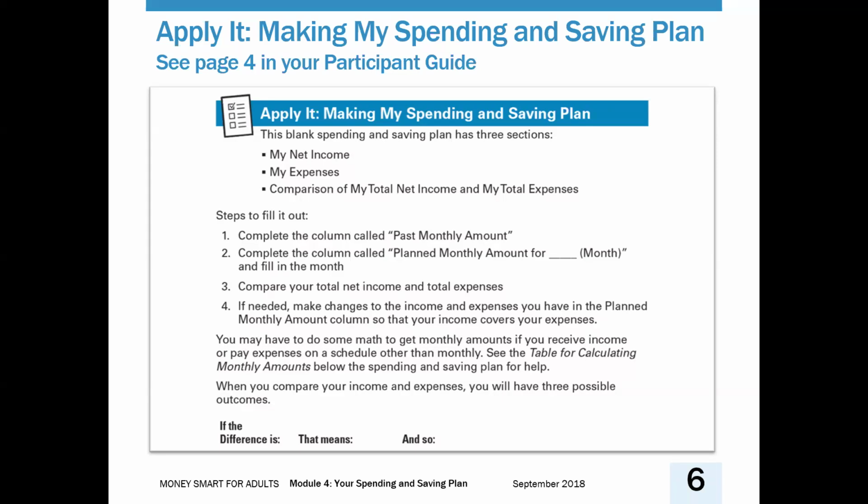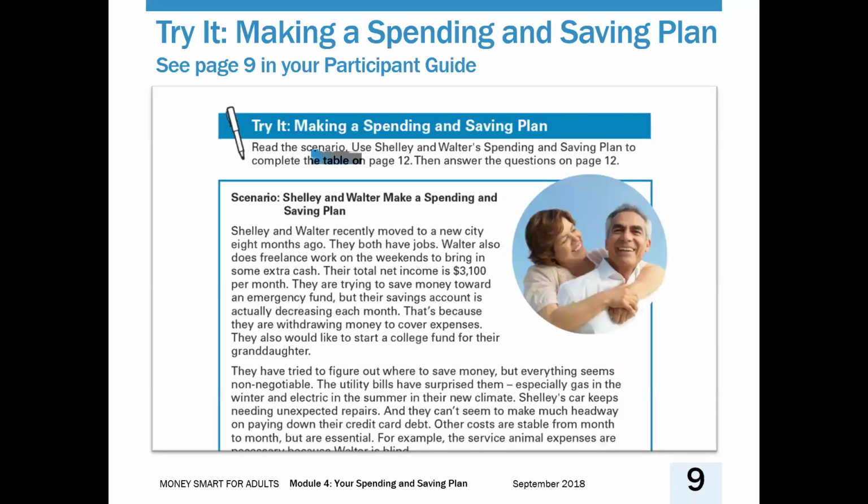And then we have a try it section. That was our next thing here. In the participant guide, we also have this try it section where we have this scenario with Shelly and Walter, and they're making their own spending and savings plan. So after the workshop, check out this scenario. I'll give you the brief synopsis, and then you can check this out after.